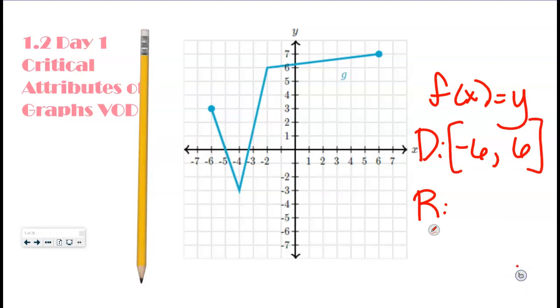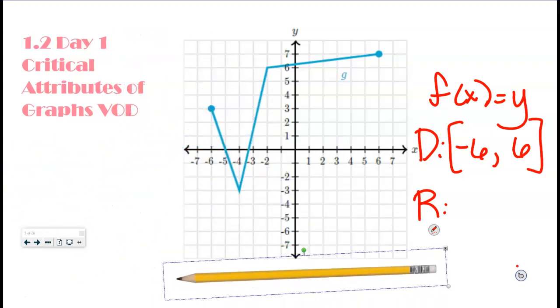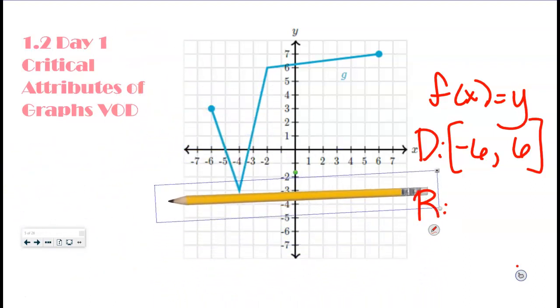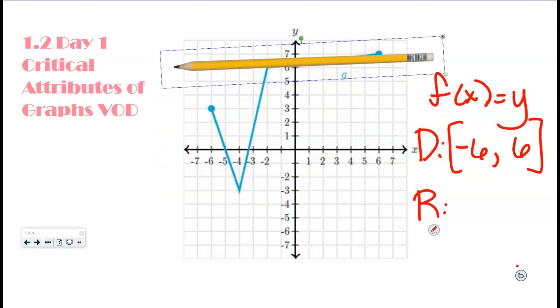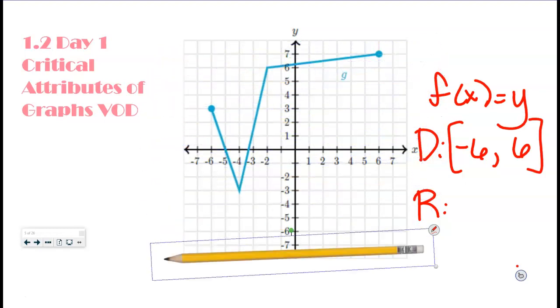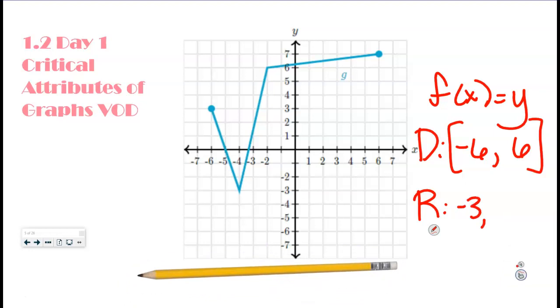All right, so for the range, bottom up, scanning, scanning, scanning. The first thing we land on for the range is a -3. And the last thing we land on is a 7. So for the range, it is going to be -3 to +7. And they get brackets too.